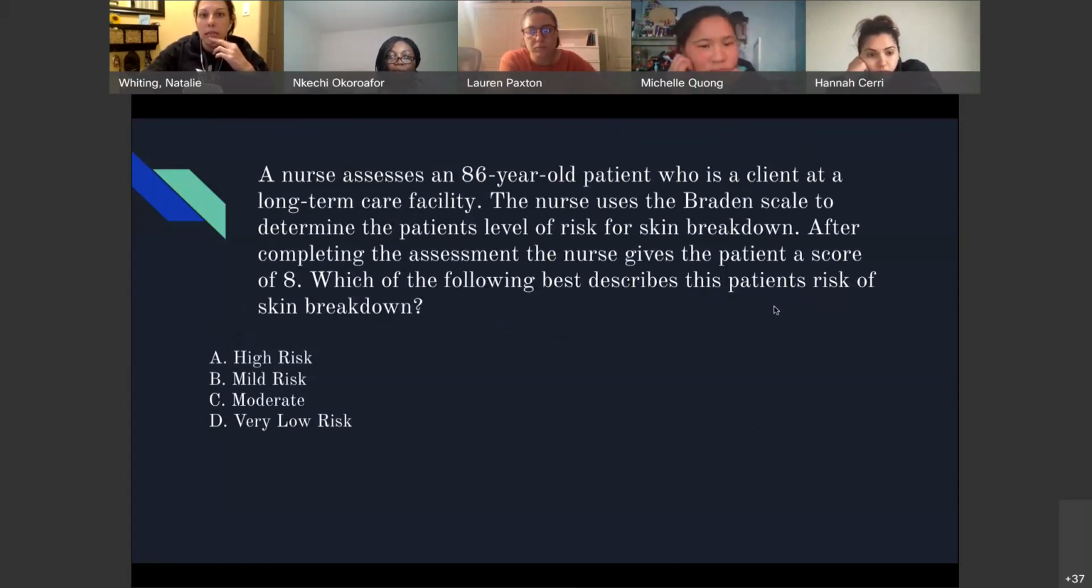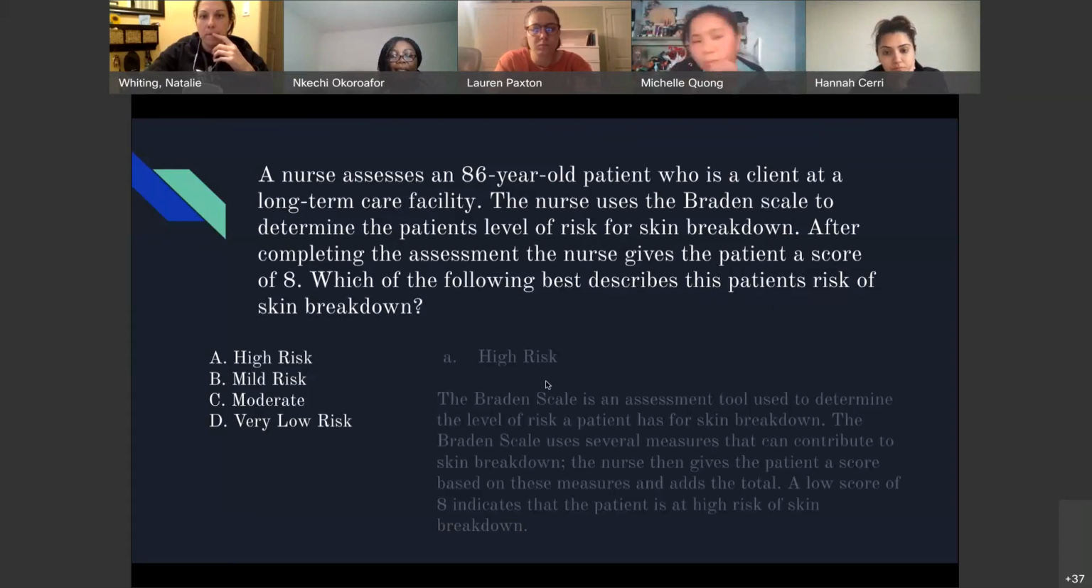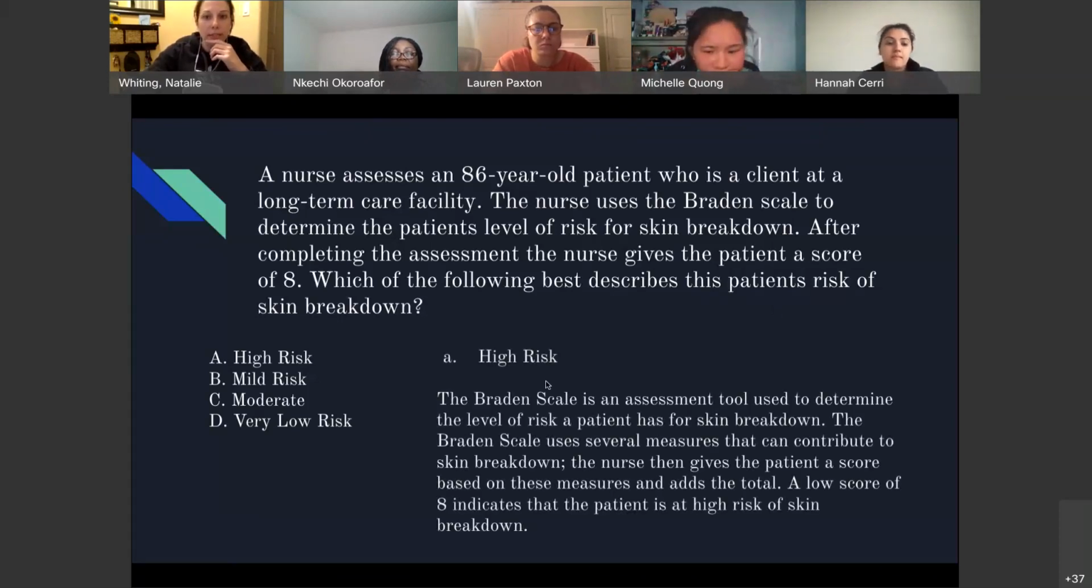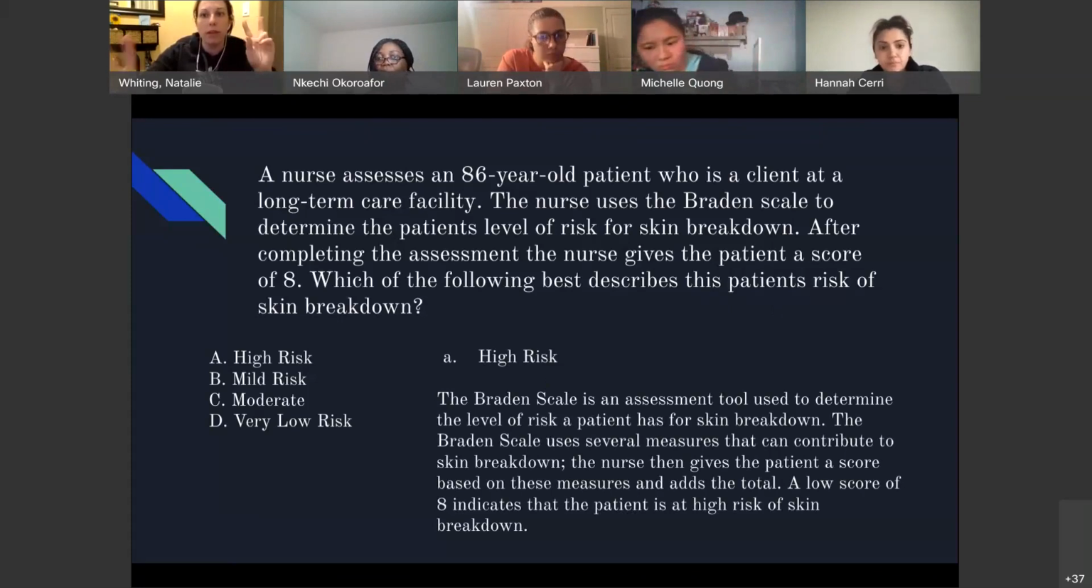So a nurse assesses an 86-year-old patient who is a client at the long-term care facility. The nurse uses the Braden scale to determine the patient's level of risk for skin breakdown. After completing the assessment, the nurse gives the patient a score of 8. Which of the following best describes the patient's risk of skin breakdown? Nice job, guys. Yep, it's going to be high risk. And again, the lower the score gets from that, the more severe the risk.